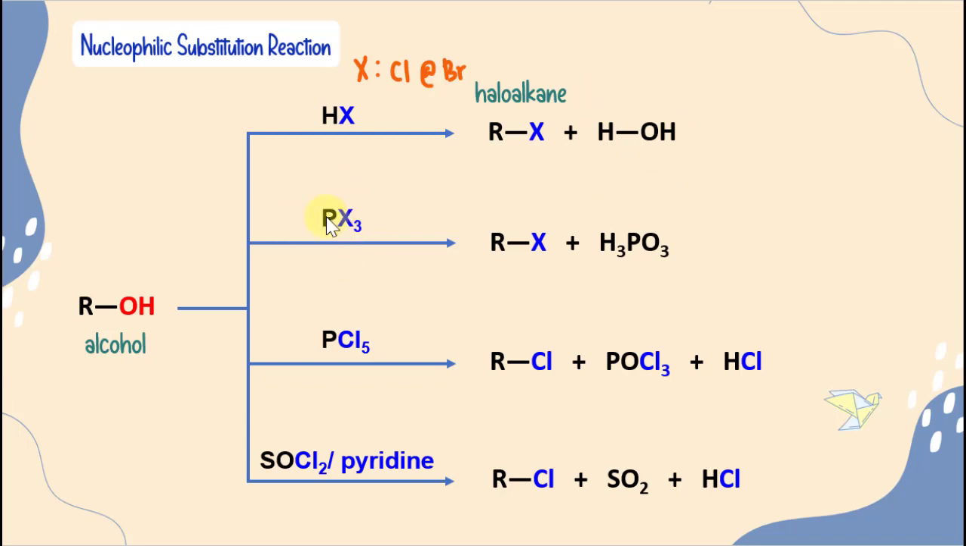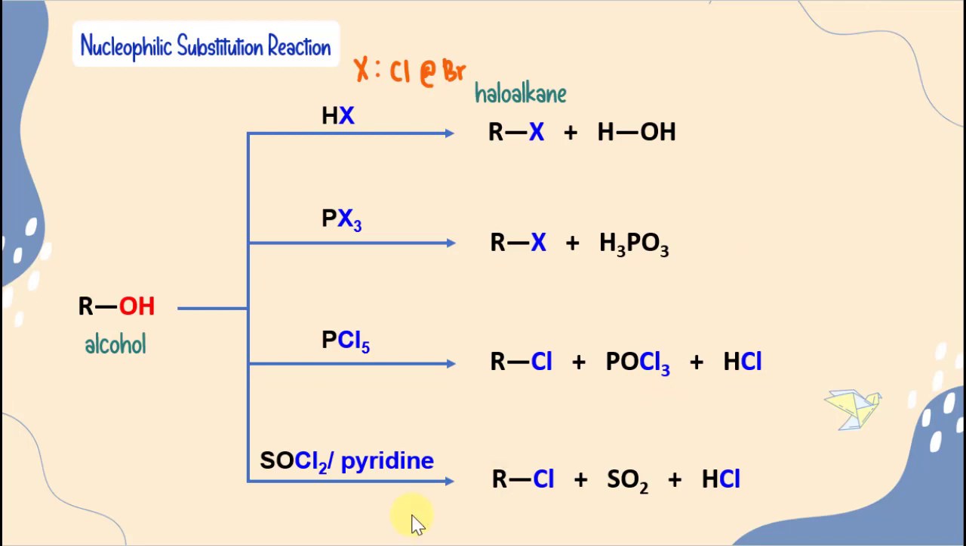Next, we have phosphorus trihalide. Here X can be Cl or Br. So if you use PCl3, phosphorus trichloride, the halogen here will become Cl. The side product is phosphorous acid, H3PO3. And then we have PCl5, phosphorus pentachloride. The side products are phosphoryl trichloride, POCl3, and hydrogen chloride.